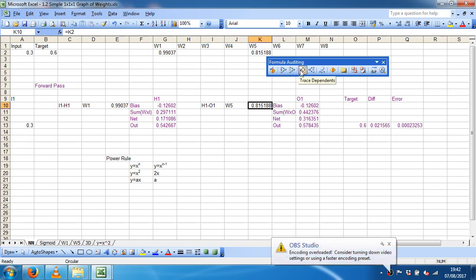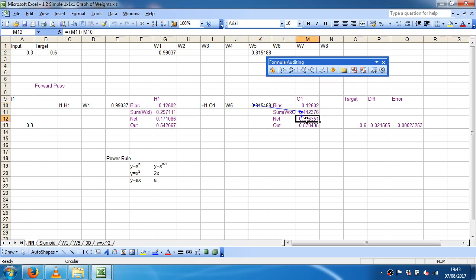If we use this one here, we can follow the route of this weight as it goes through the neural network. We know this because we typed the formulas in. It goes into the sum of the weights times the outputs of the previous layer. It then gets fed into this net, which is effectively just adding in the bias. We then feed that into the out value, which is the sigmoid function of the net. We then feed that into the error calculation, which is subtracting it from the target, squaring it, and then dividing it by 2.